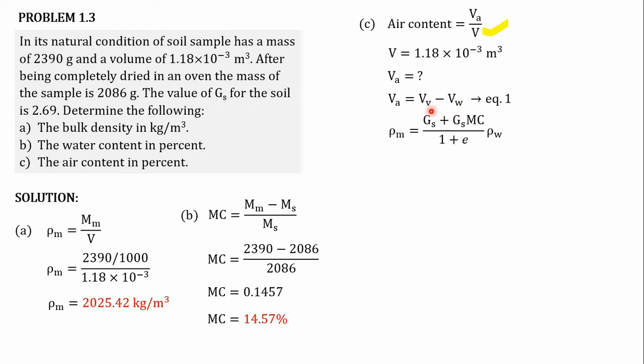Okay, so para ma-solve natin yung volume of voids, kailangan natin solvein yung porosity niya. Para ma-solve natin yung porosity, kailangan ma-solve natin muna yung void ratio. Na-solve na natin yung density ng moist soil niya, which is equivalent to 2025.42. So, density of moist is equal to (GS plus GS times MC) over (1 plus E) times density of water. Ito yung formula ng moist soil kung density siya.